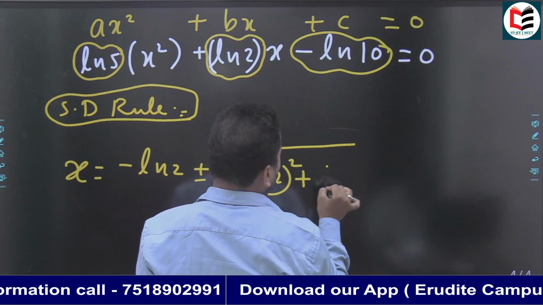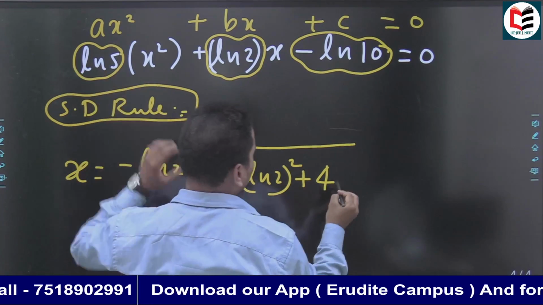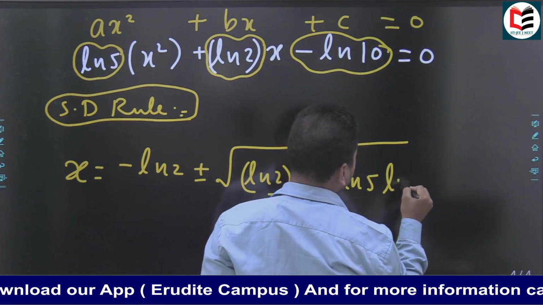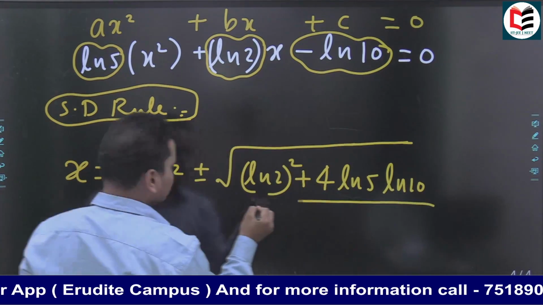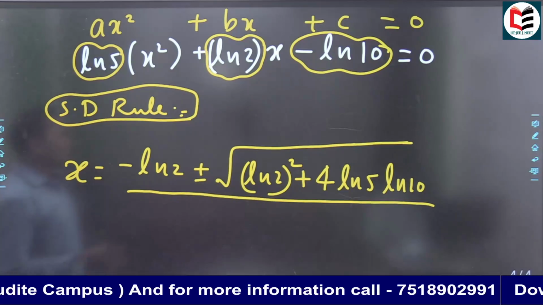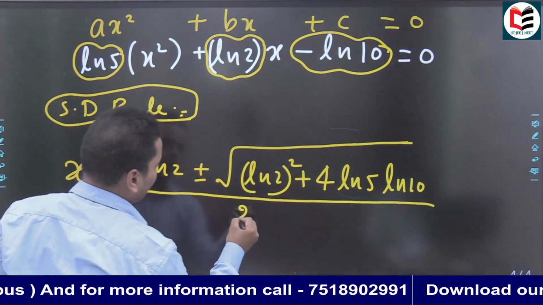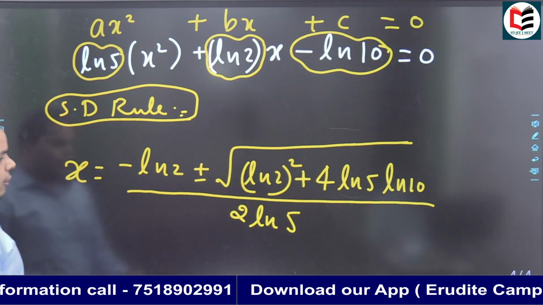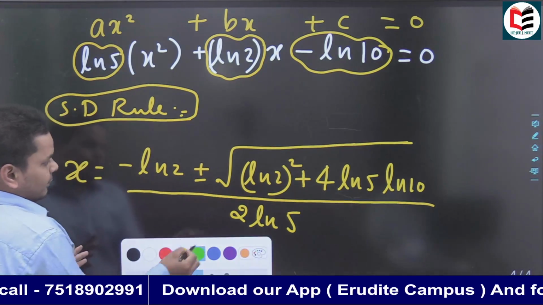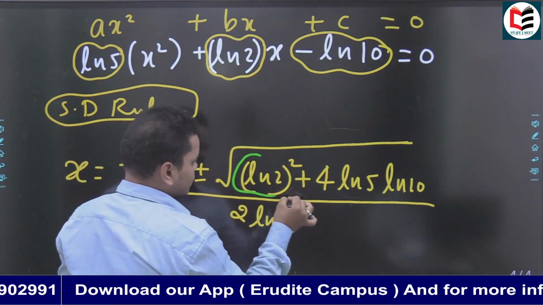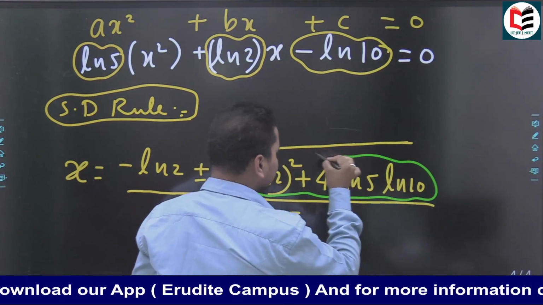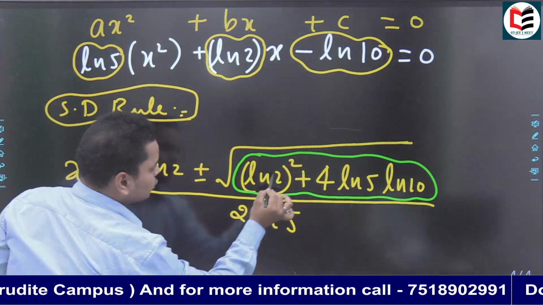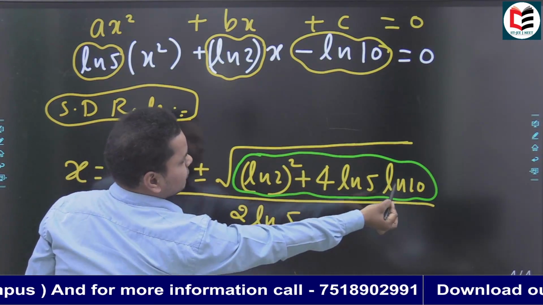Now here will be 4 times a, where a is ln 5 and c is ln 10, all upon twice times a, that is twice of ln 5. First of all, we will solve only the discriminant part, so that our calculation is in very fine steps. Now ln 2 whole square plus 4 times ln 5 times ln 10.